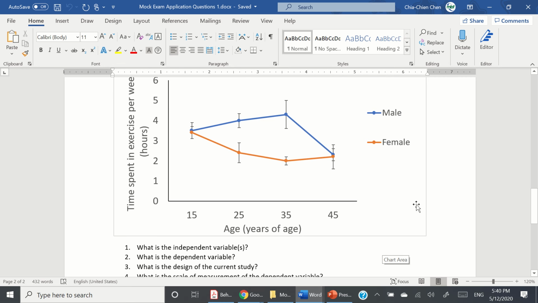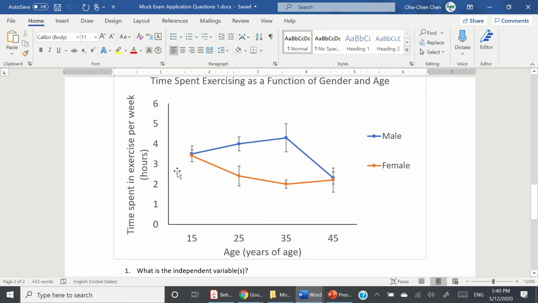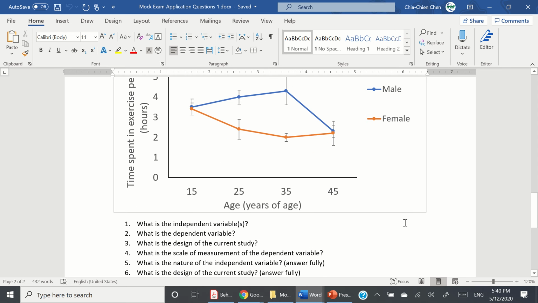which is in hours. Number one, what are the independent variables? There are two independent variables: the age of the participants, and the second one is the sex of the participants. Number two, what is the dependent variable? Well, the dependent variable is exactly what it says here: time spent exercising per week, in hours.